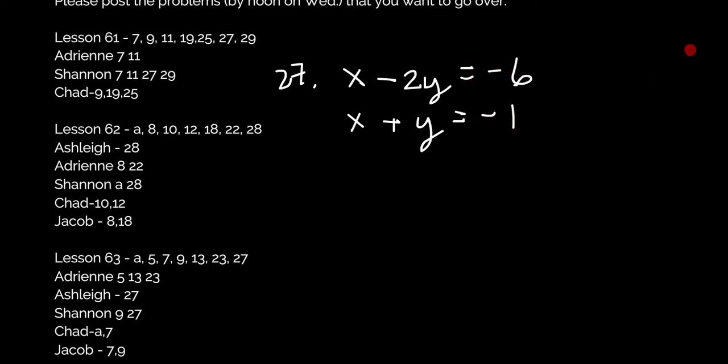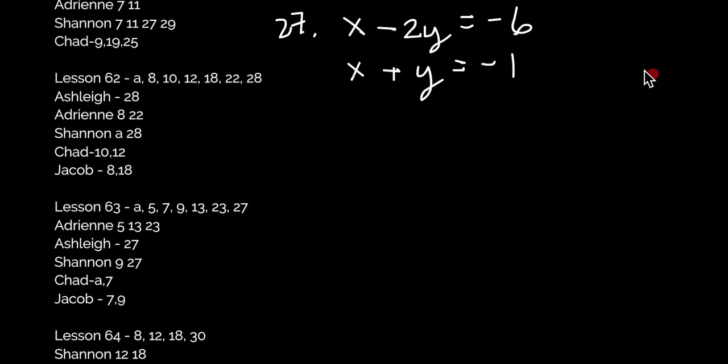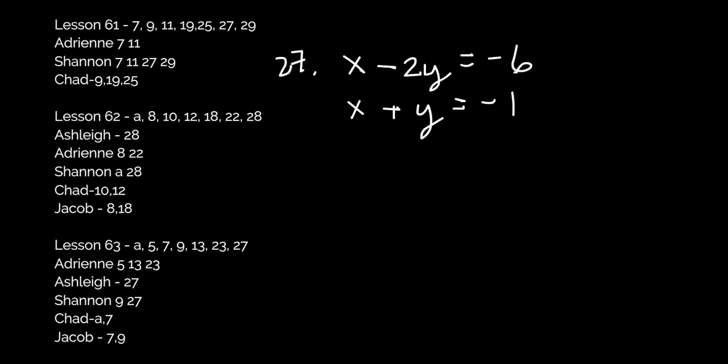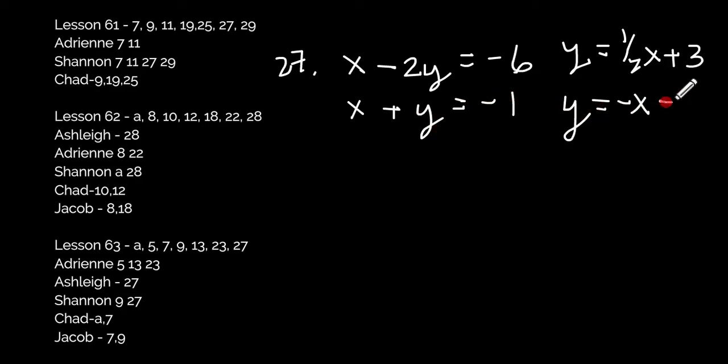First thing, in order to graph it, you need to put them in the form y equals mx plus b. We've been doing this since the beginning of Algebra 1. So we're going to subtract the x from both sides and divide by -2. And we get y equals 1/2 x plus 3. All right, and then we are going to just subtract the x, so y equals -x minus 1.